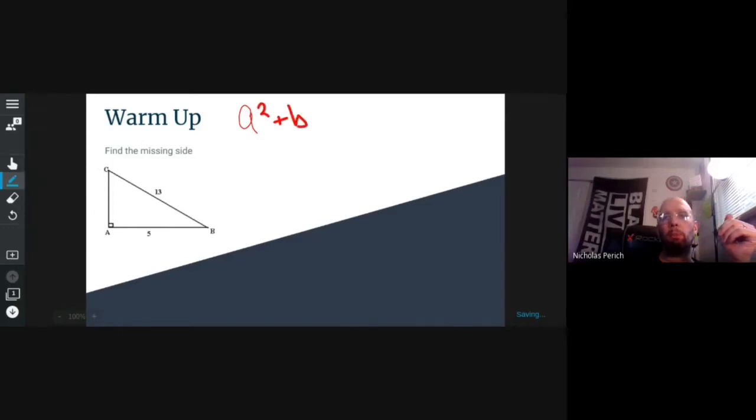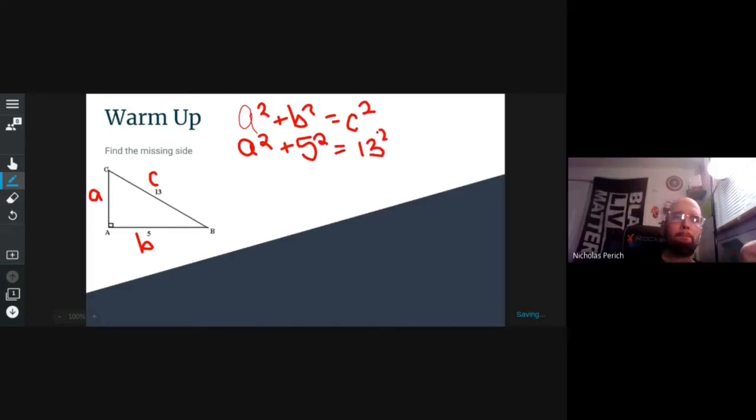A squared plus b squared equals c squared. It doesn't matter what you call these sides as long as you call the longest side c. So a is a. B is 5, and C is 13. Five squared is 25. 13 squared is 169.